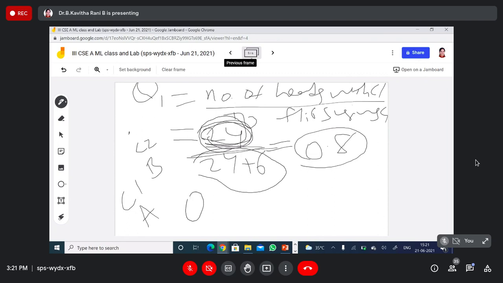So in this way I'll calculate for theta 2 also. So I'll get 9 by 9 plus 11, that is equal to 0.45. So till now we have found only the probability. So now after this what we have to do, how much is the likelihood.